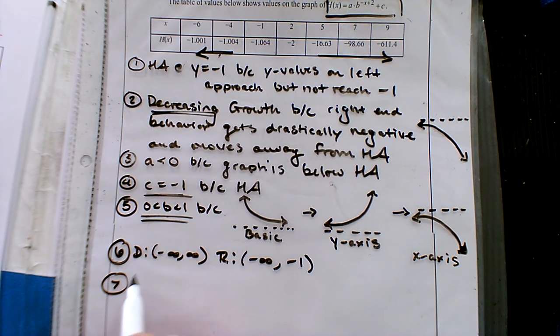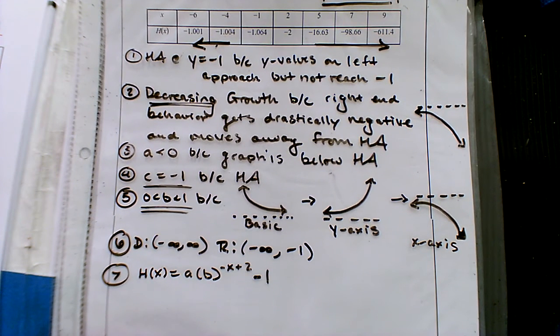Let's see, if we fill in the equation we have so far, we have h of x equals a times b to the negative x plus 2, and our c value we said was -1. If we're going to solve for a or b, we kind of have to fill in something for these other variable spots. How can we do that?